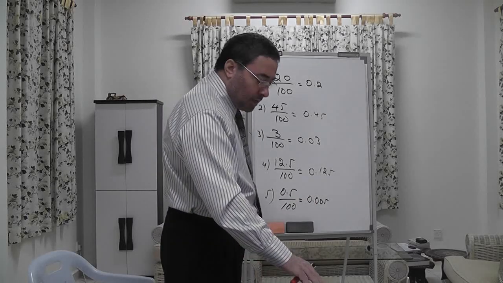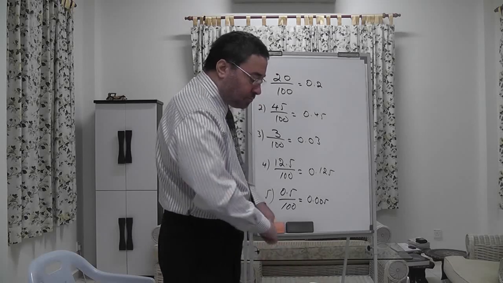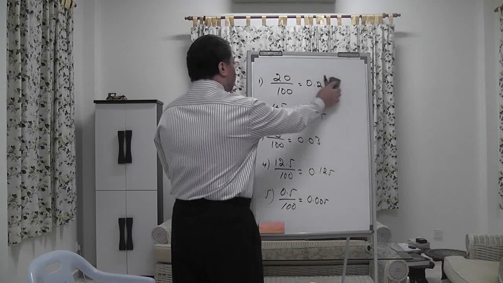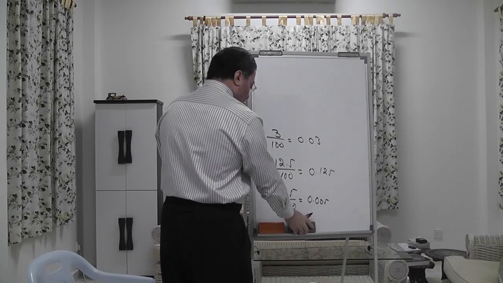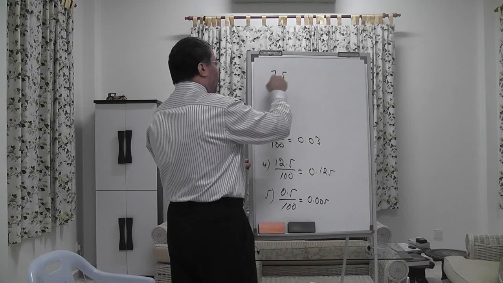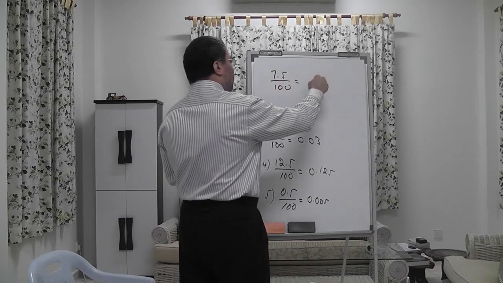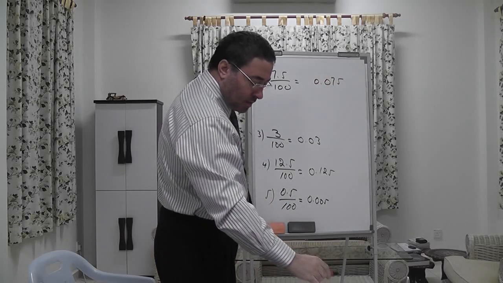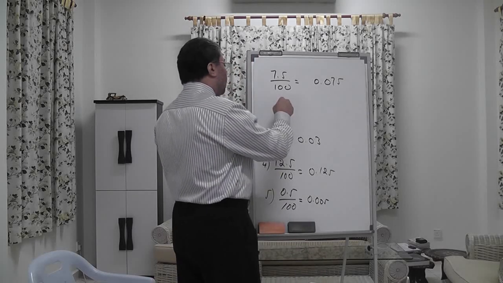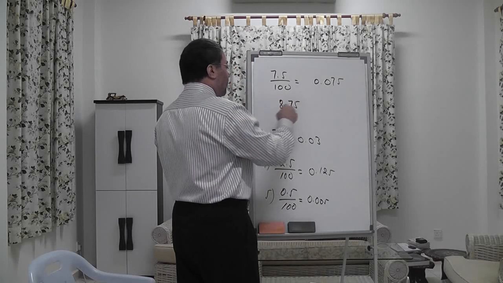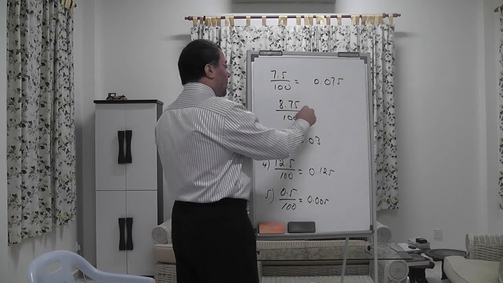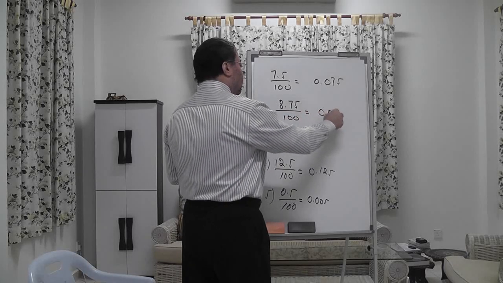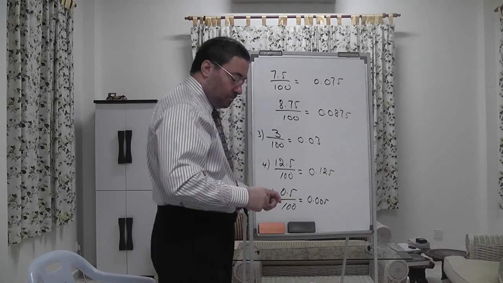0.005. Number 6, 7.5%. That will be 7.5 over 100, and that will be 0.075. And 8 3/4. That's 8.75 over 100, and that will be 0.0875 in decimal form. Now for the second set of exercises, give a percent for each decimal or fraction.